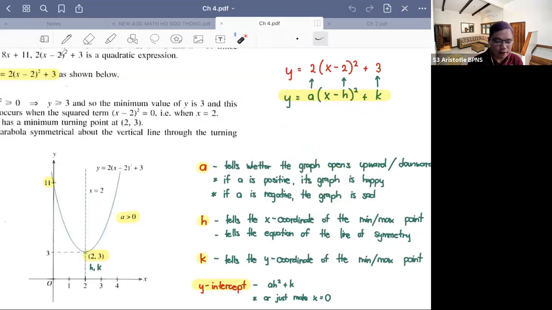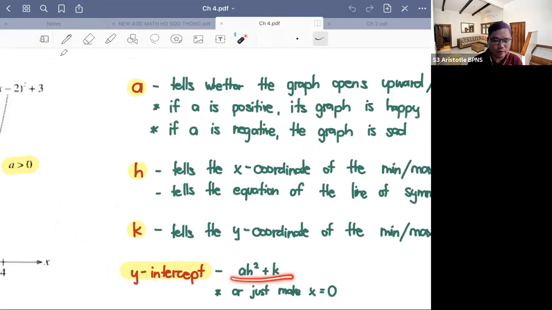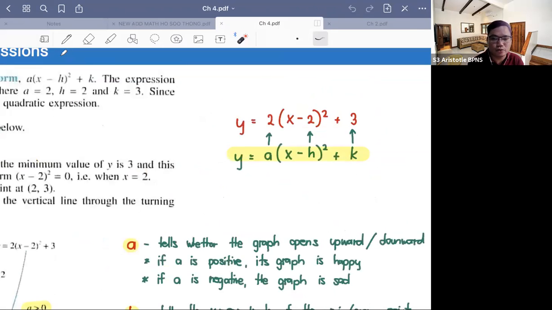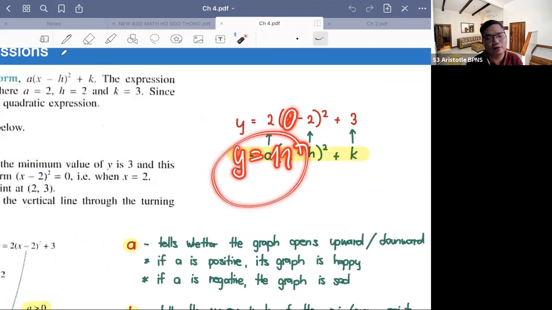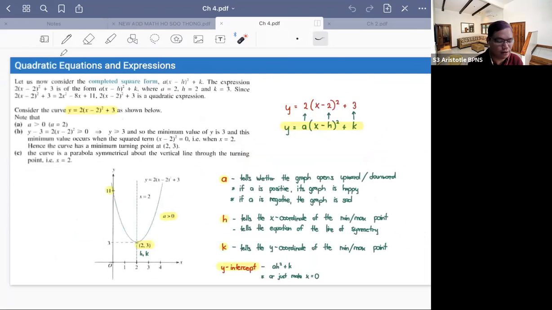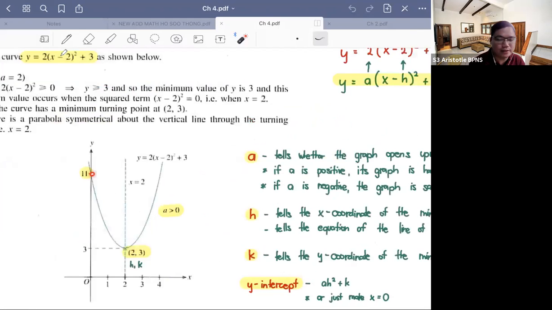Now, if you cannot remember this formula, you can just make x equals 0. For example, you're given this equation, right? So to know the y-intercept, you just change x and make it 0. And then you will get y is equal to 11 as your y-intercept. Okay, so there are two ways in getting the y-intercept. Okay, so basically that's it, class.